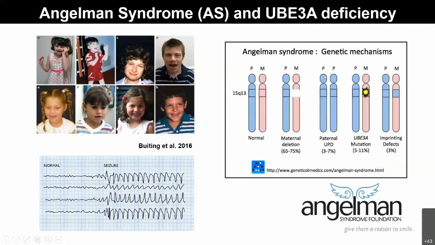You can see here that in the majority of cases, if you have a deletion in the maternal copy of UBE3A, because it's imprinted, you have a problem. In other cases, you actually have mutations or imprinting defects. All this suggests that loss-of-function mutations or a loss-of-function phenotype of UBE3A will give rise to Angelman syndrome.